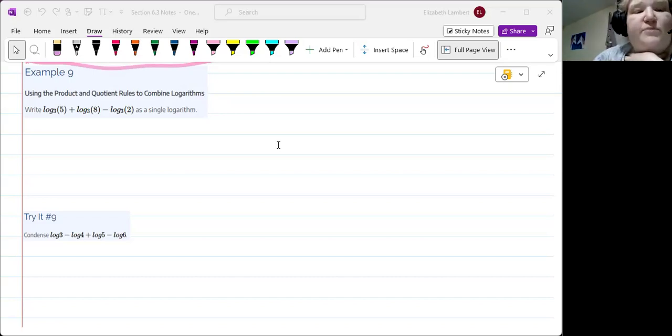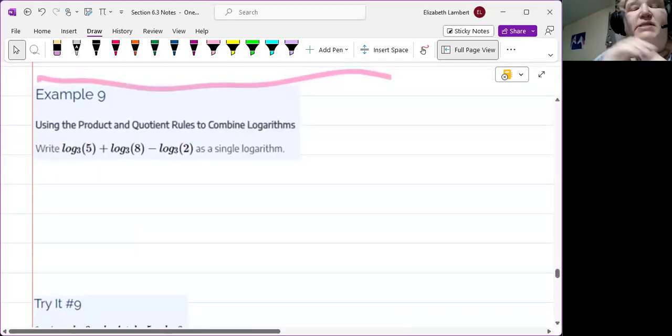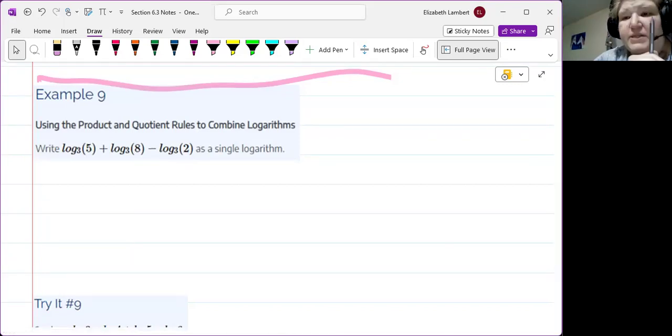All right, so here we have log base 3 of 5 plus log base 3 of 8 minus log base 3 of 2. Notice they're all the same log bases. That's important. You can't technically condense unless they're the same. So if you're ever asking yourself, which log base should I use? Pause, rewind. You got a mistake somewhere. In math, we typically don't see problems with different log bases in them. So you should never be asking yourself that.